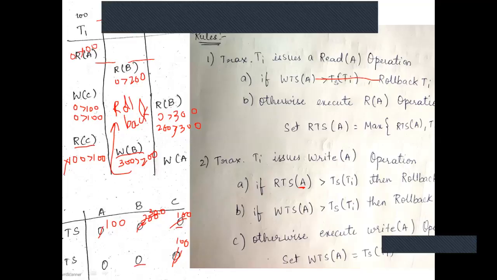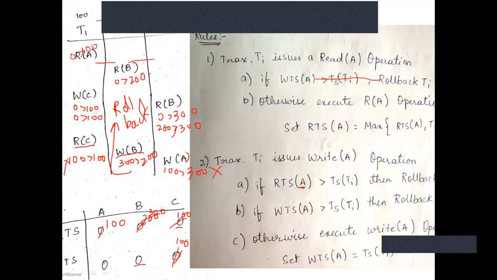Now here W of A also is there. So what we'll do here is first write of A. Whenever we say write, we have to check RTS and WTS, because for write, read and write both are conflicts. So we'll check RTS of A. What is the RTS of A value? 100. 100 is greater than TS of TI. Now what is TS of TI? TS of T3 here, 300. Is 100 greater than 300? No, so this is not satisfying.